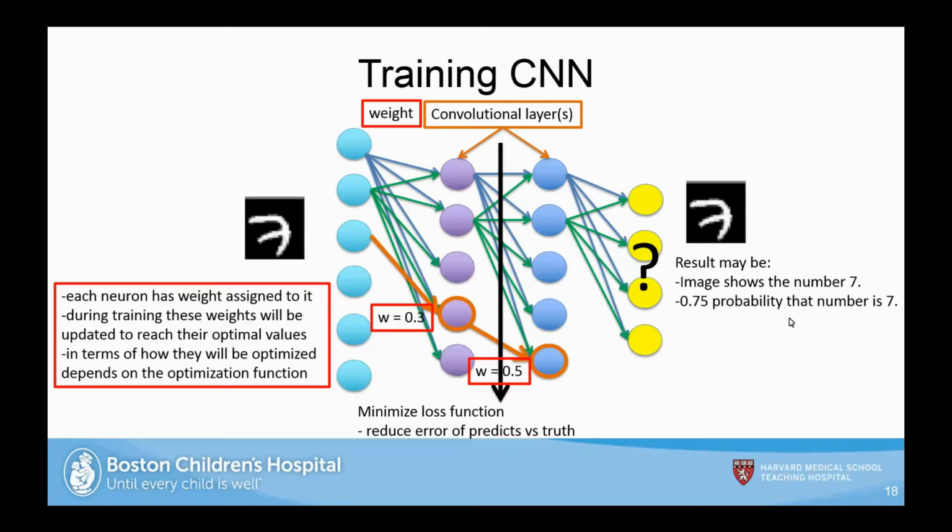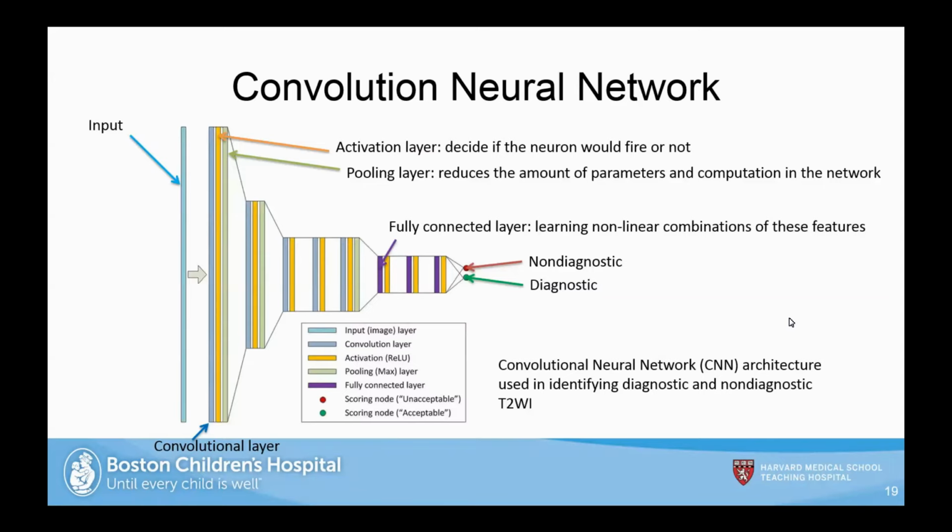So as I mentioned, this is the CNN that they used. It's pretty complicated, but these are the number of inputs, I guess, that they could put in. And then you have a convolutional layer here, and then you have an activation layer. An activation layer just decides if the neuron is going to fire or not. And then you have a pooling layer behind that. A pooling layer reduces the amount of parameters and computation in the network. And then it keeps getting passed through all these layers, as I mentioned before.